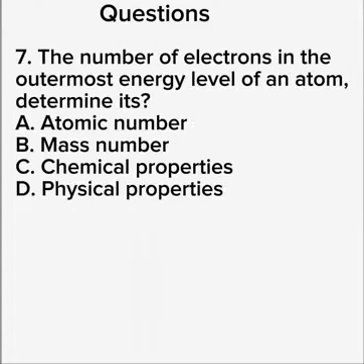Lastly, question number 7. The number of electrons in the outermost energy level of an atom determines its A. Atomic number, B. Mass number, C. Chemical properties, D. Physical properties. The correct answer is option C. Chemical properties. Recall that the valence shell is the outermost energy level of an atom, where electrons that participate in chemical reactions are located. So the number of electrons in the valence shell determines the chemical properties. That's all on atomic structure.